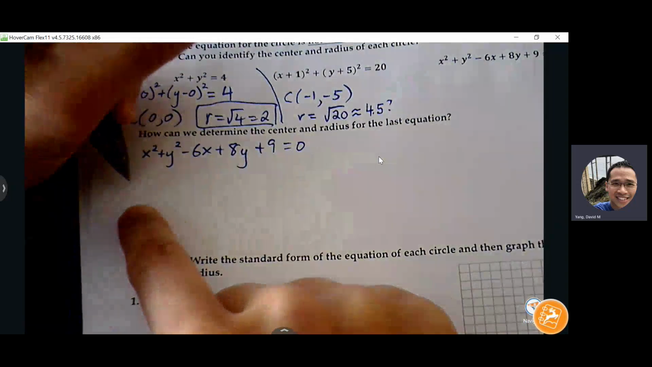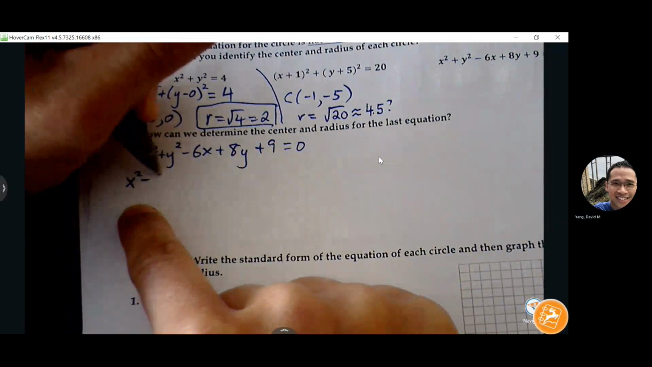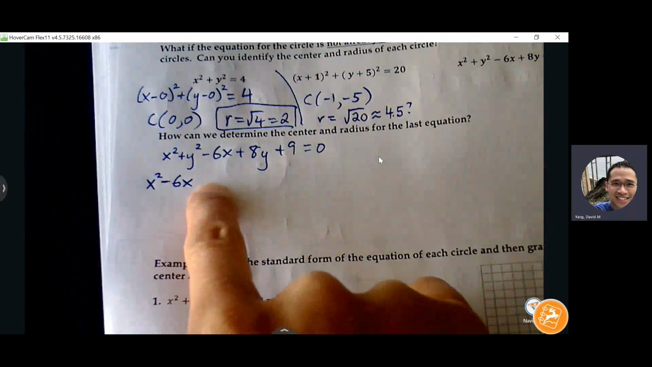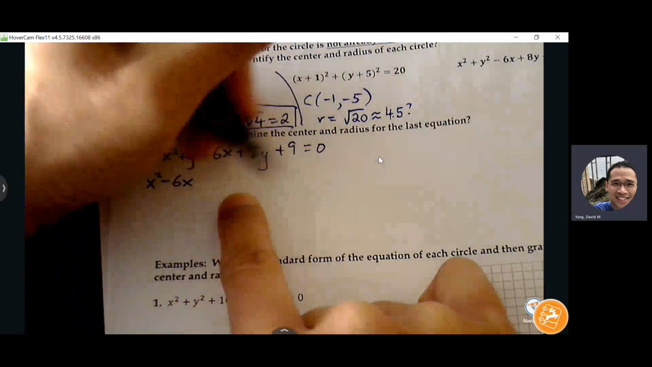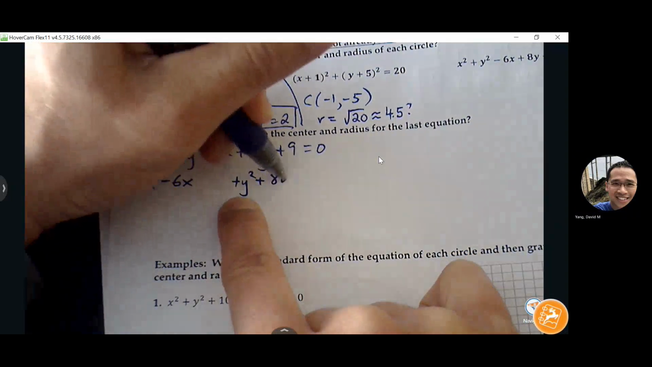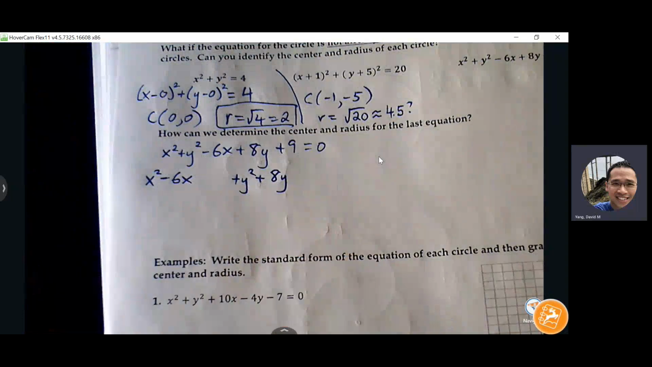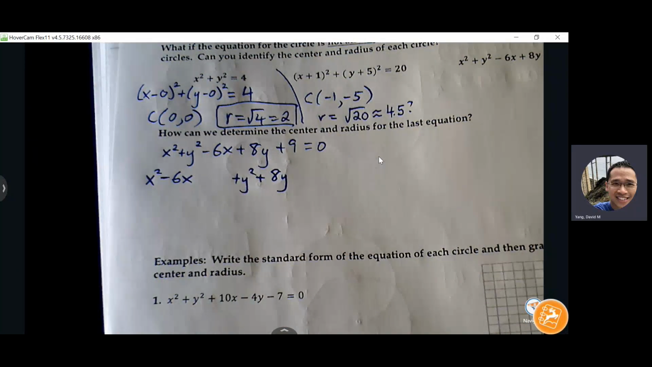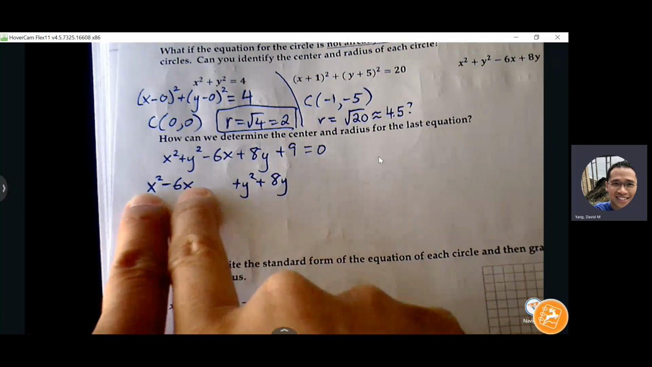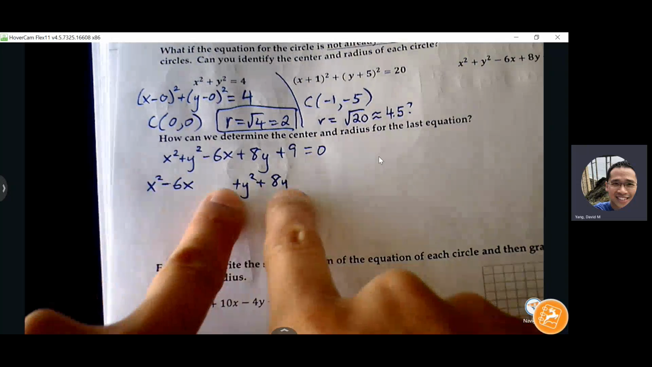So I'm going to group the x's together. Leave some space because I know I'm going to have to put a plus space in a little bit. Okay, and then we group the y's together. Notice that everything's on the same side of the equation, so there's no need for me to move things from one side of the equation to the other. So that's why I'm not changing these signs. Whatever they gave me to begin with, I'm going to keep those signs.